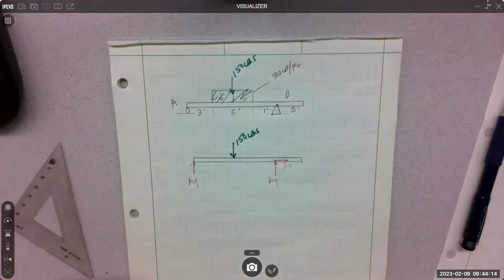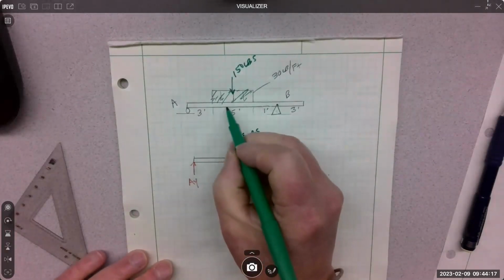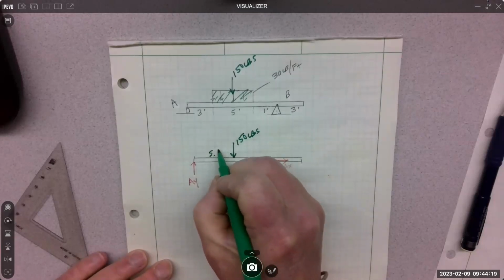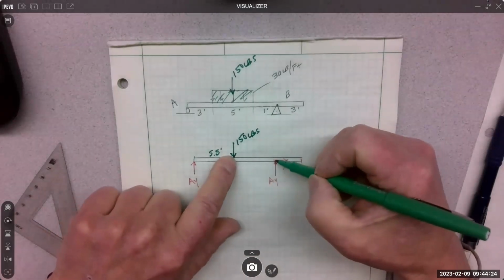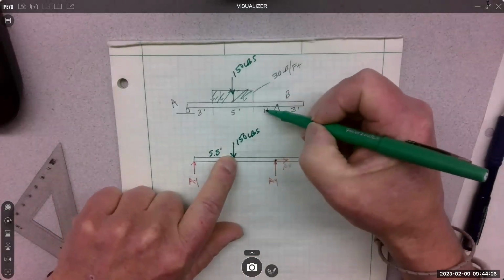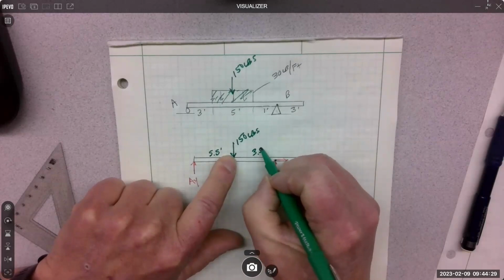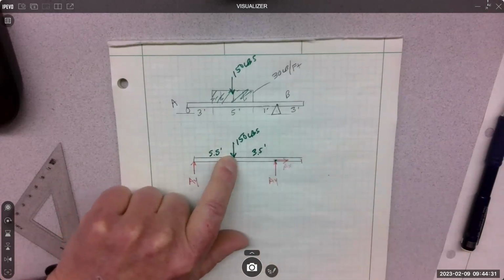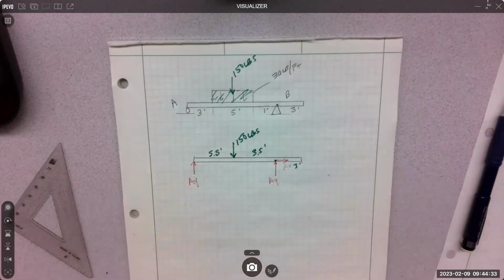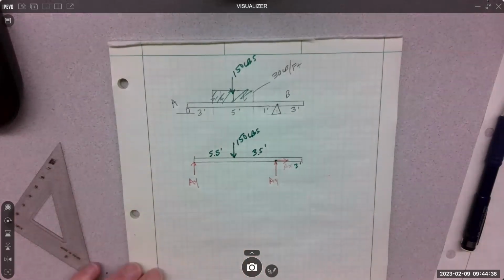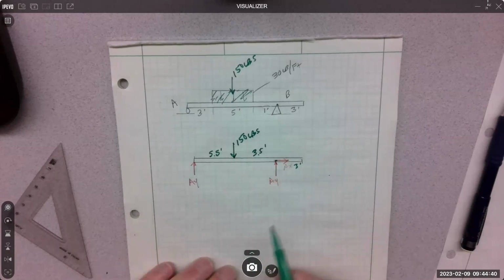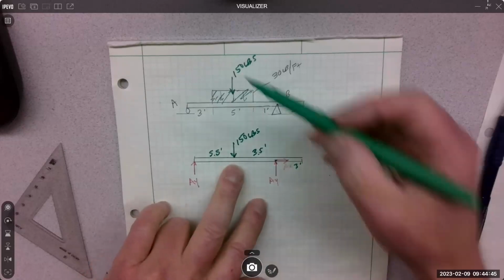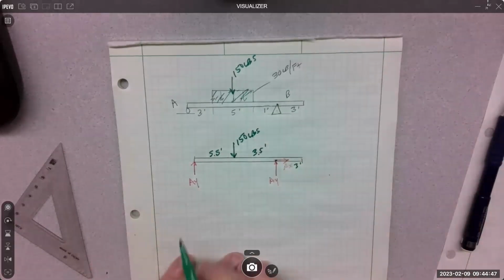And I need locations of everything. So this is 3 plus 2.5. This is 5.5 feet. And then from this to this is 2.5 plus 1, 3.5 feet, right? And then this is 3 feet out here. So you have to locate everything. This is a completed free body diagram, okay? So that's step 1, including concentrating distributions.